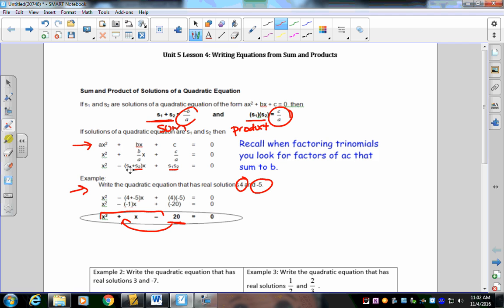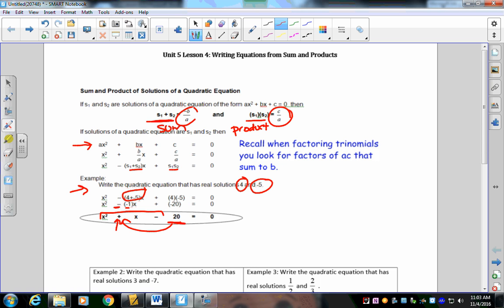So if you notice, I added them in here together. 4 plus negative 5 gives me negative 1. Now, keeping in mind that the sum is negative b over a, so it's the negative of whatever that value is. So notice how my double negatives made a positive right here. And then the product of the two gives me my c value. So 4 times negative 5 gave me negative 20.